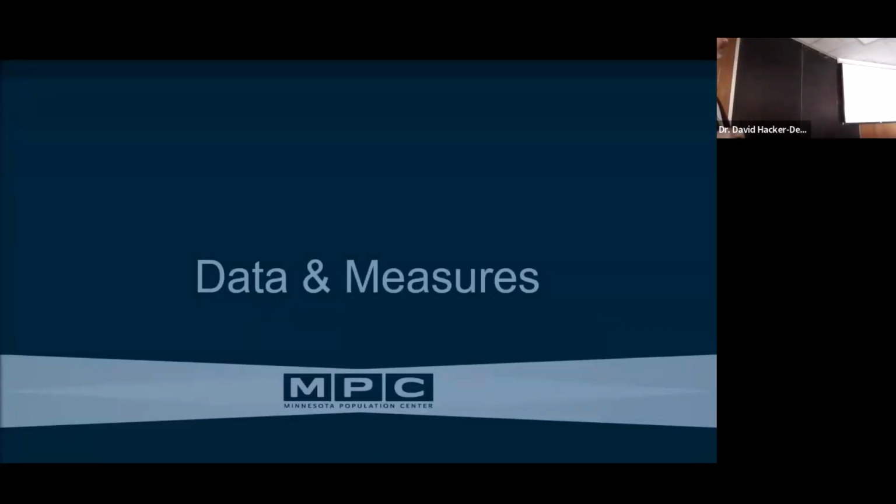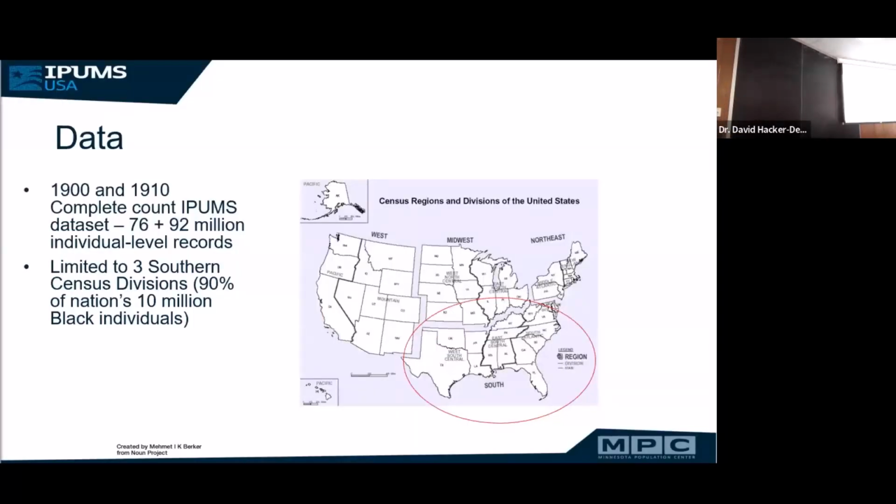Good. So let's get into our data and measures. We're going to use the 1900 and 1910 complete count data sets. We're going to have 76 million records in 1900 and 92 million in 1910, but then we take it to the South. The reason we limit ourselves to the South is there are just too few Blacks in the North, 90-some percent of the population is white, and trying to measure segregation in places where there aren't many Black individuals was difficult.